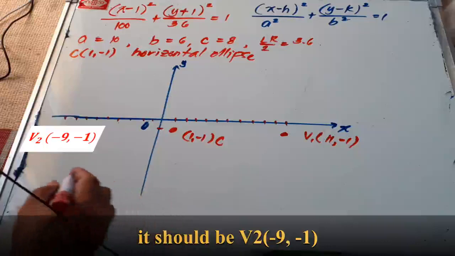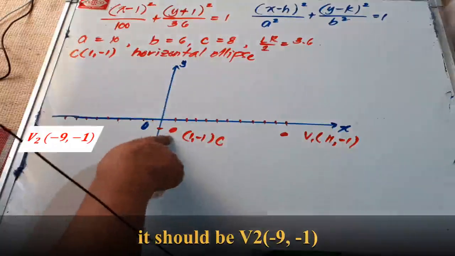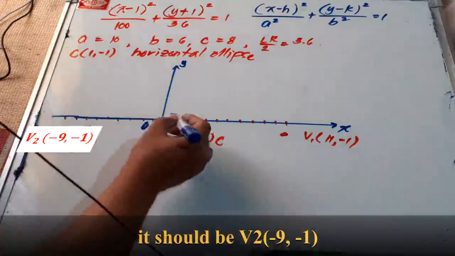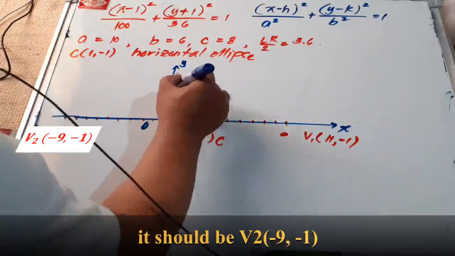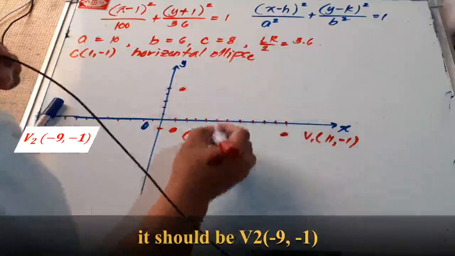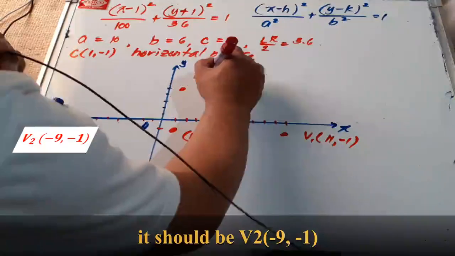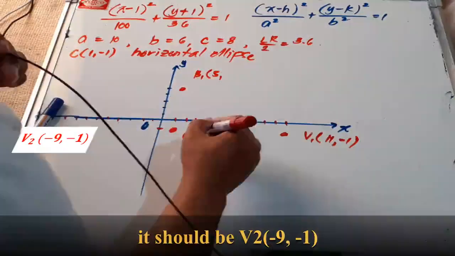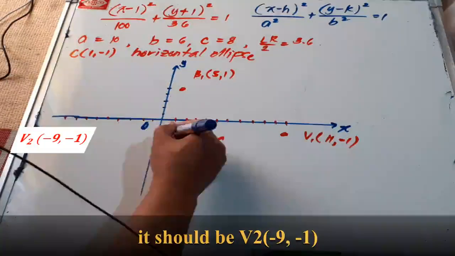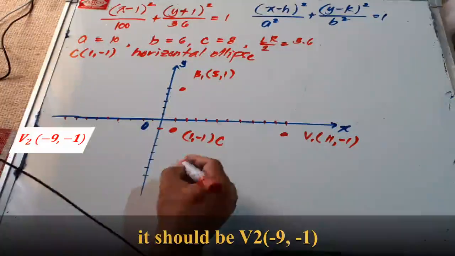Okay? For the ends ng ating conjugate axis, ang kanyang vertical distance is 6 units. So starting from the center of the ellipse, we're going to count 6 units upward and 6 units downward. So 1, 2, 3, 4, 5, 6. So nandito. Katapat nun. So sa makatwid, ang ordered pair, ang coordinates niya will be 5, comma, same horizontal distance, 1. Okay? Sa baba, ganun din. 1, 2, 3, 4, 5, 6. So, nandito siya.